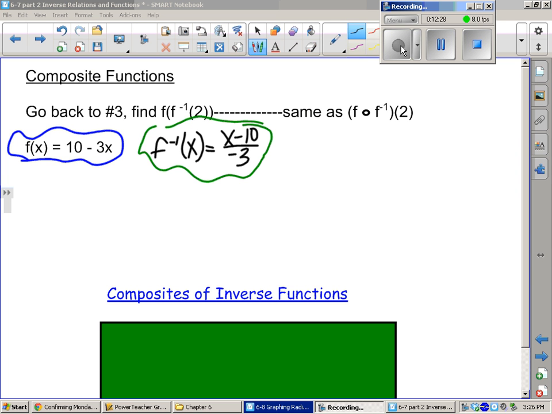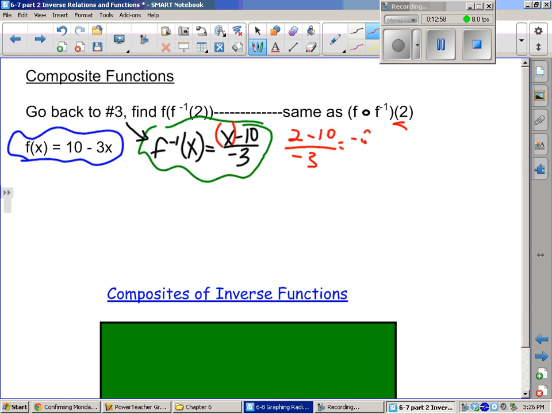So it's the same deal. We just have an inverse instead of a g function. We're going to have an inverse function, so we still need these two equations. Usually you're going to have to find the inverse before you start, but we've already done that, so we're just going to plug in the 2 and see what happens. I'm going to put a 2 in right here. So 2 minus 10 over negative 3, that's negative 8 over negative 3. Cancel out the negatives, I get 8/3.